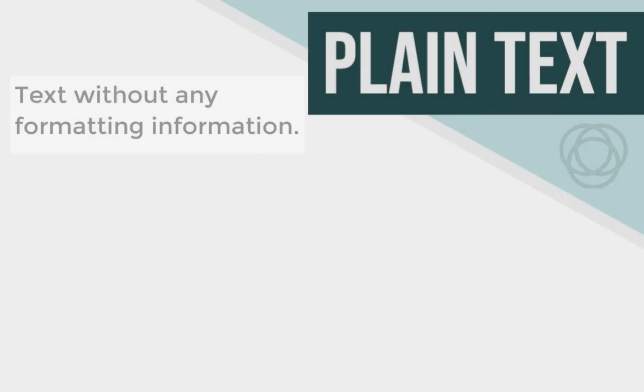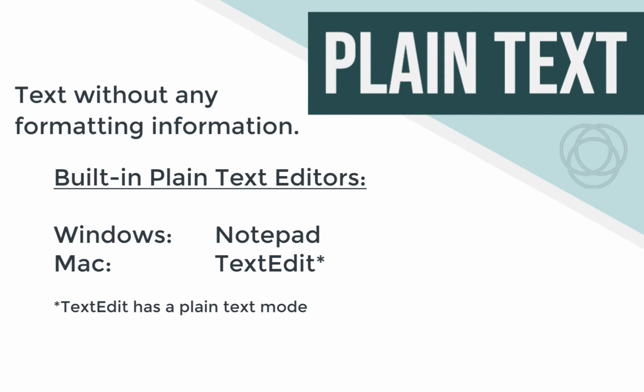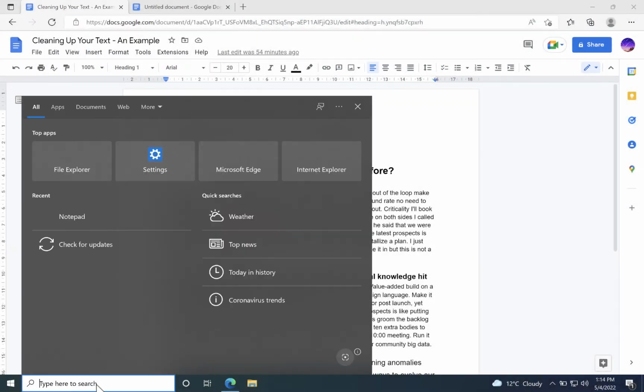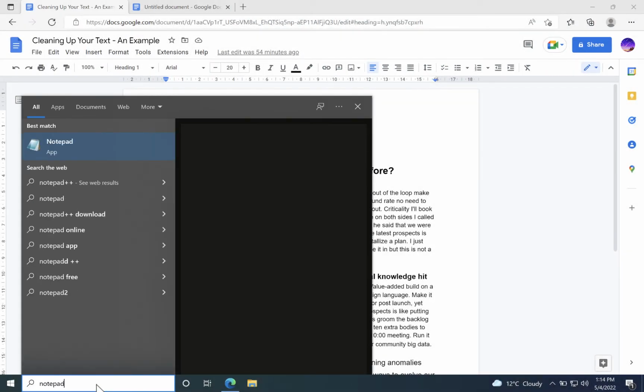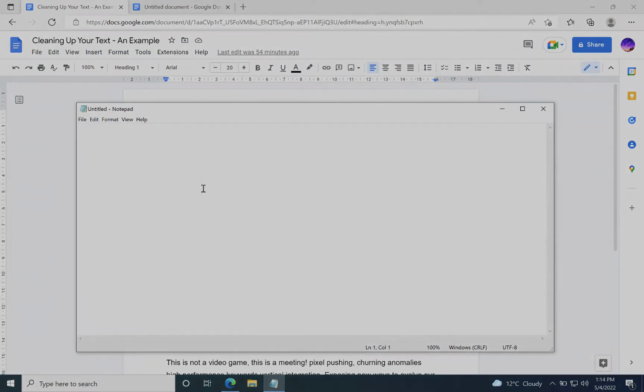We need a plain text editor or something that can work with plain text. Both Mac and Windows have apps that do this. It comes right with the operating system. In Windows, that editor is Notepad. Notepad is a plain text editor. It doesn't do anything but plain text, and it can be used for all sorts of handy things where you don't want any kind of formatting.